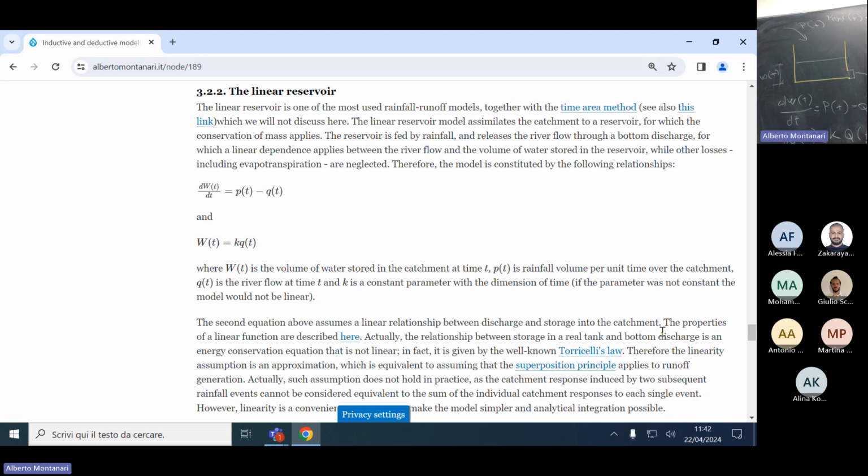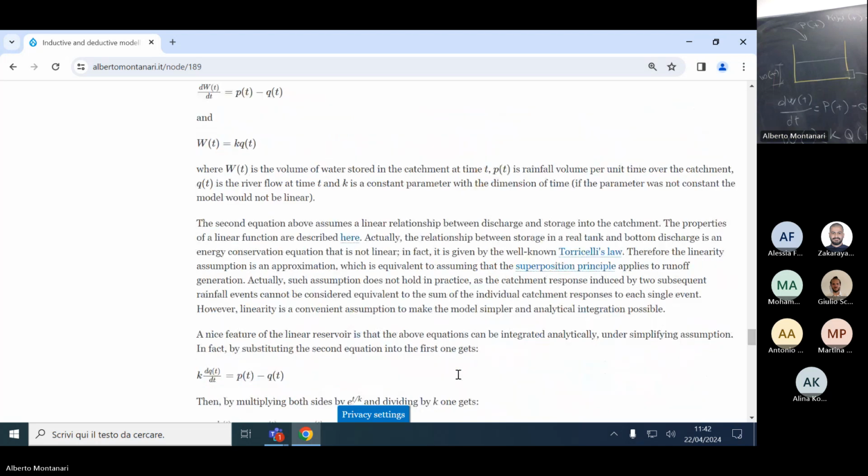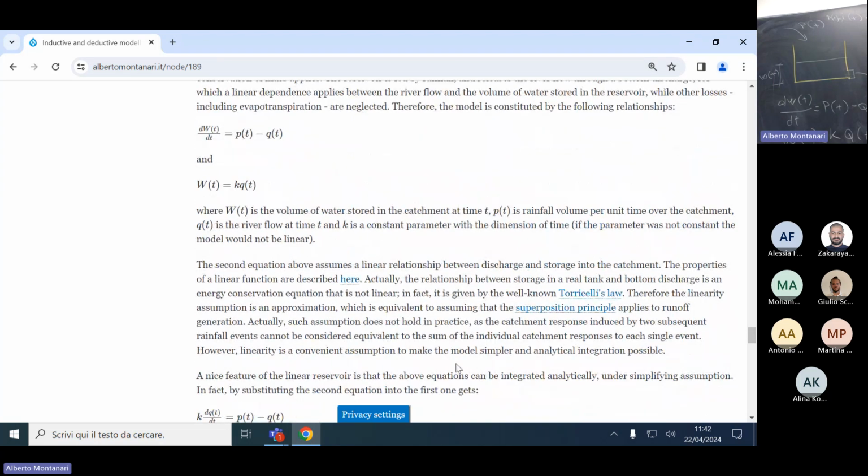And it is brilliant because if K is constant, the relationship is linear. And we can prove that it makes the whole relationship between river flow and rainfall linear. So it's brilliant, because linear means very simple. And now we can solve this system of equations. And let me see. Yeah, there is the solution here.